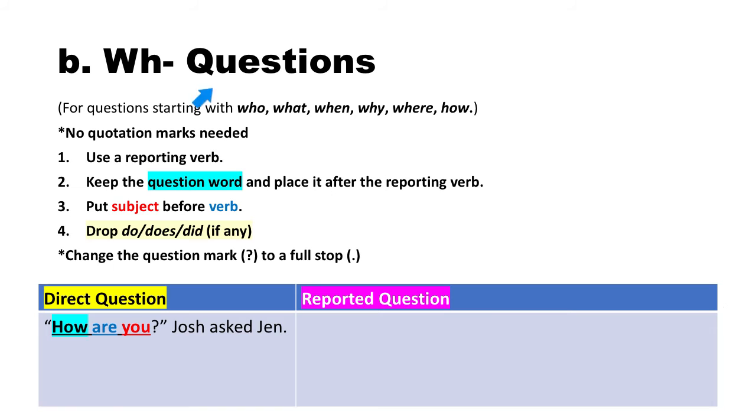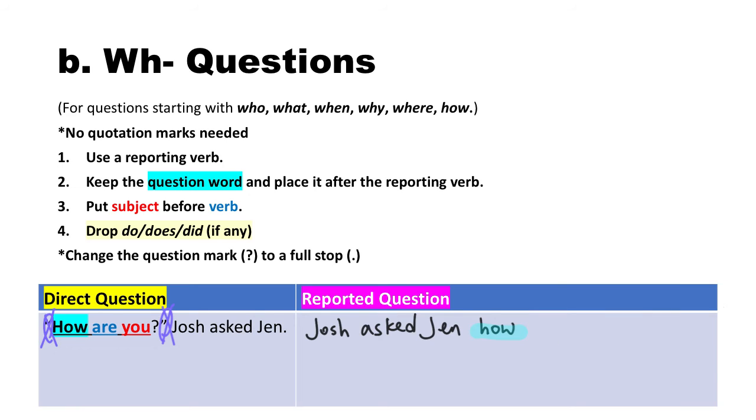Now, let's try to report some WH questions. We do not need the quotation marks. And we start with the A asked B structure. After that, we keep the question word and place it after the A asked B structure. The question word in the direct question is how. We put it after Josh asked Jen.